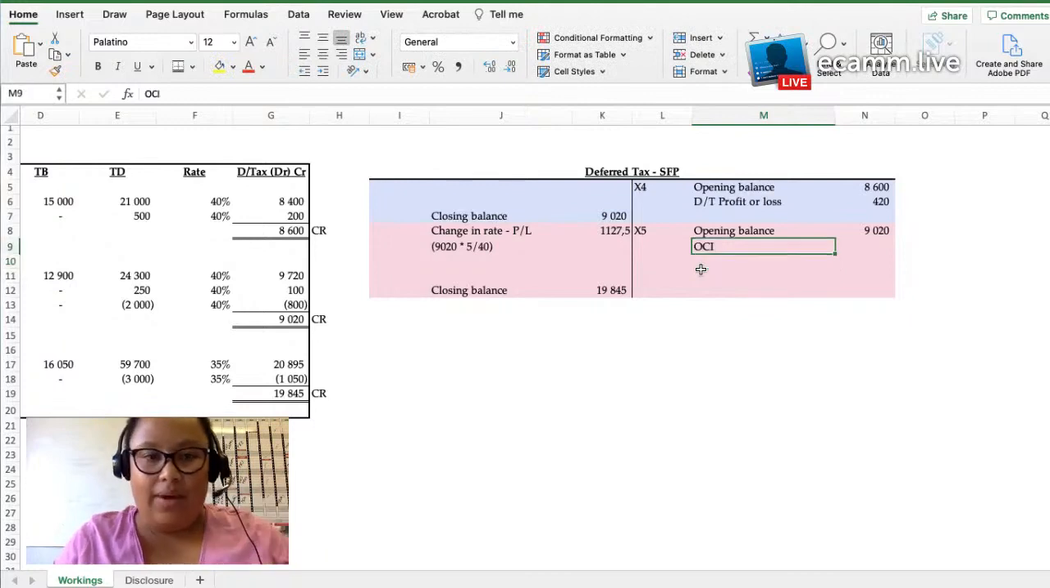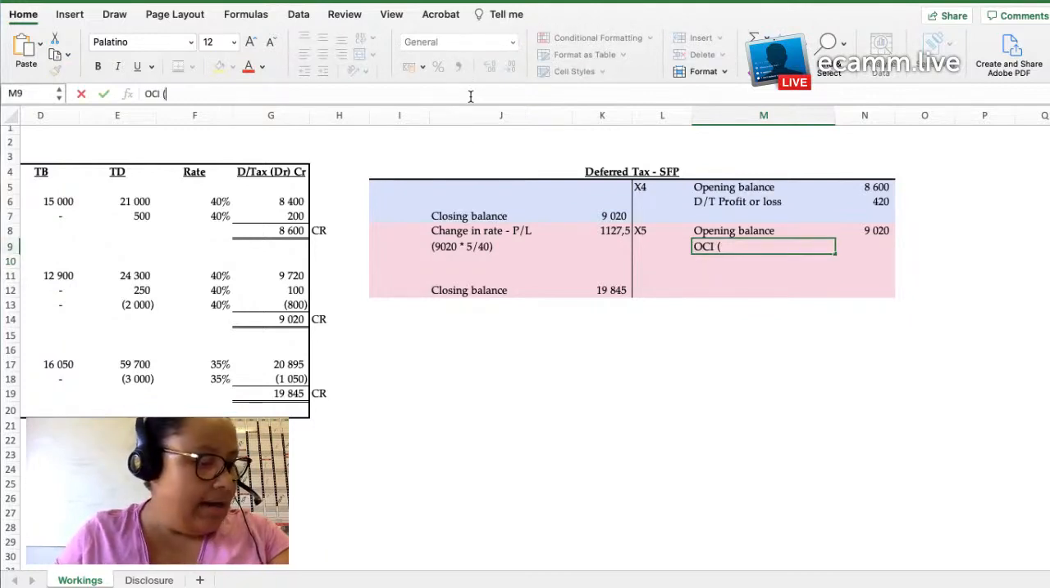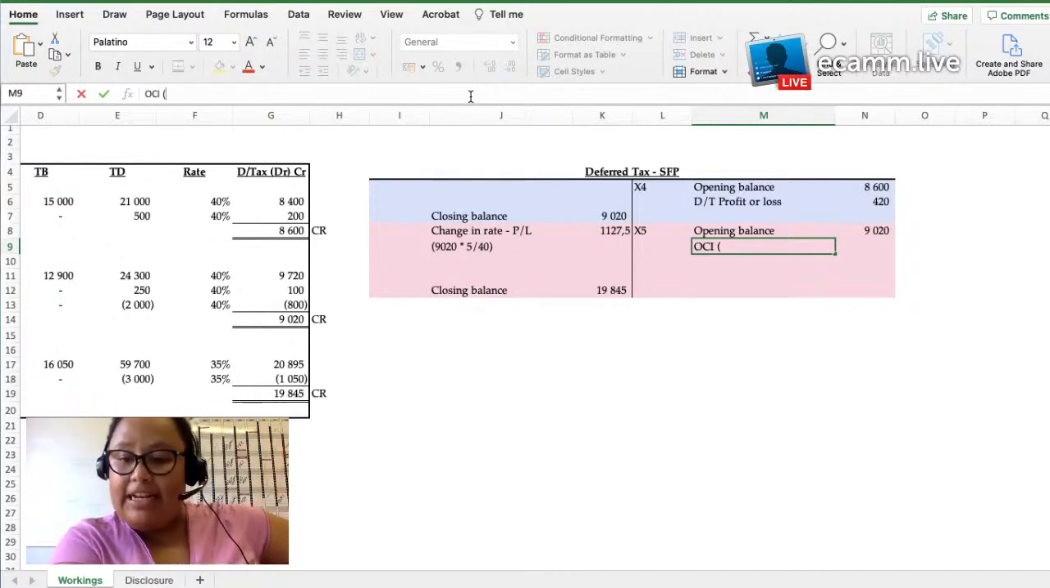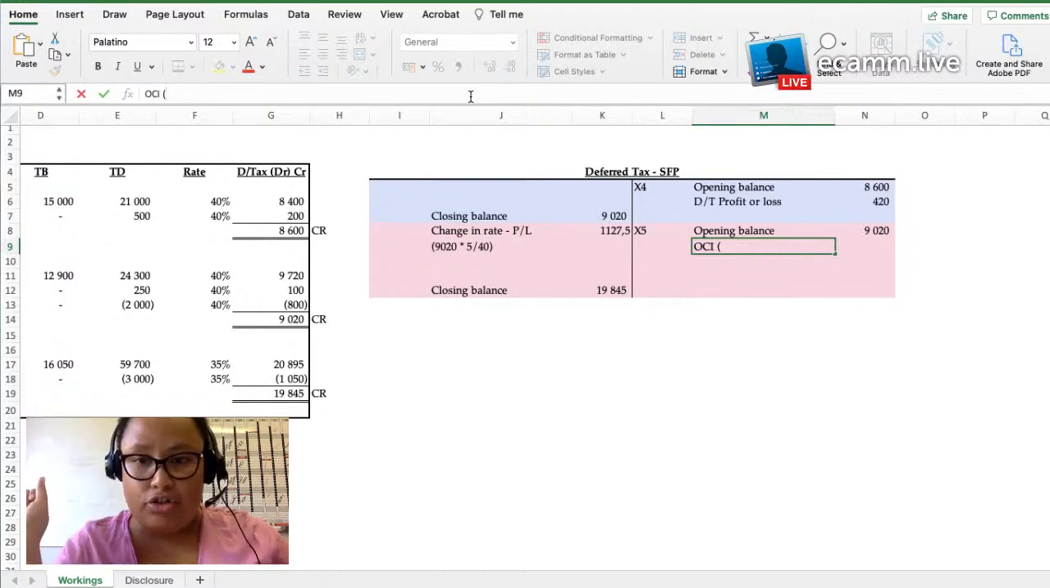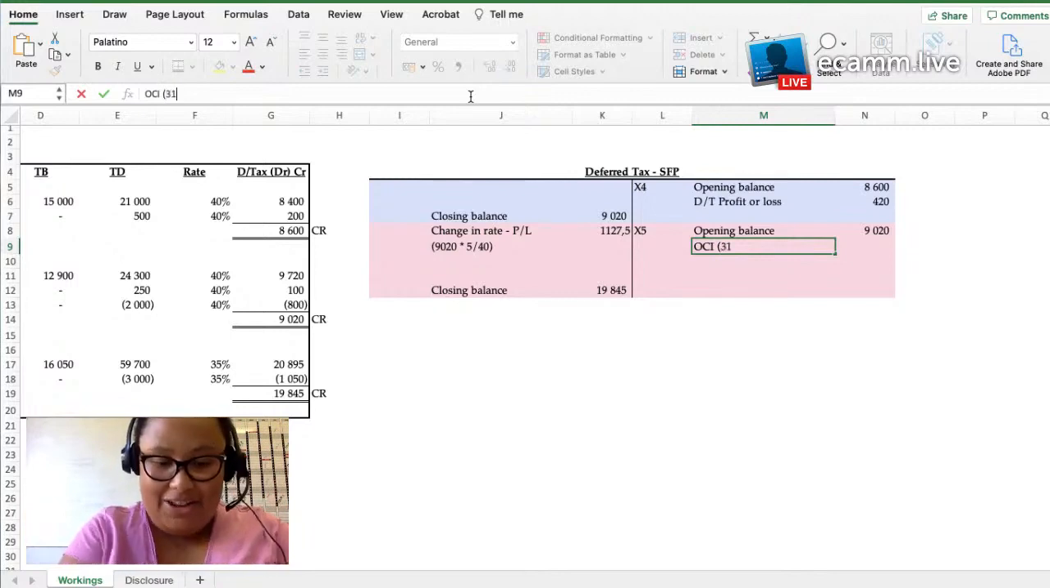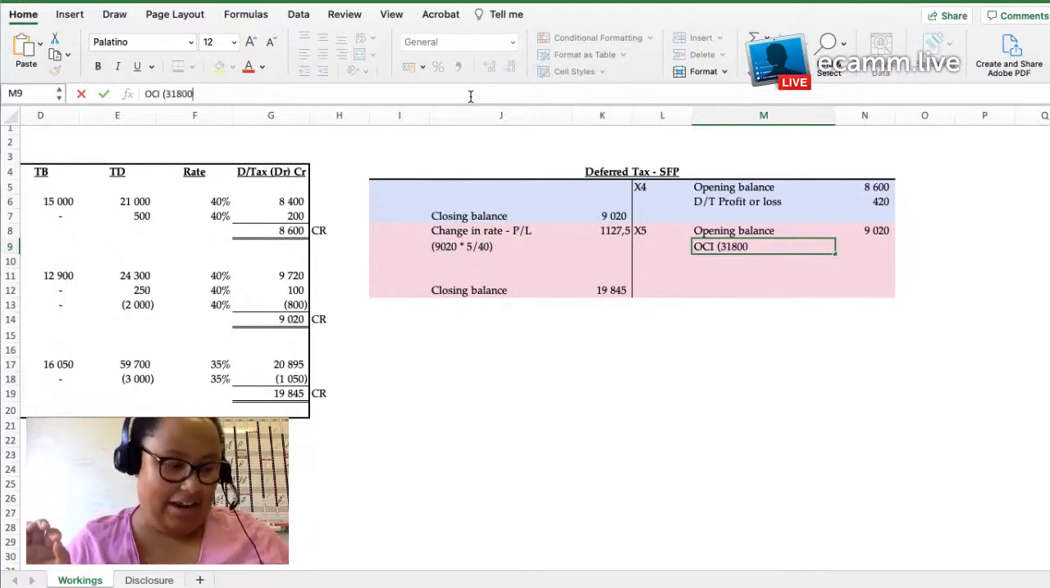How do I calculate that deferred tax in OCI? My revaluation gain was calculated for us, but let's just take it as given because we're not going to get into how to do that, because you don't need to know how to do that. But if you do, you can drop me that comment and we can have a chat later on. I can do a video about that. So the revaluation gain is 31,800.